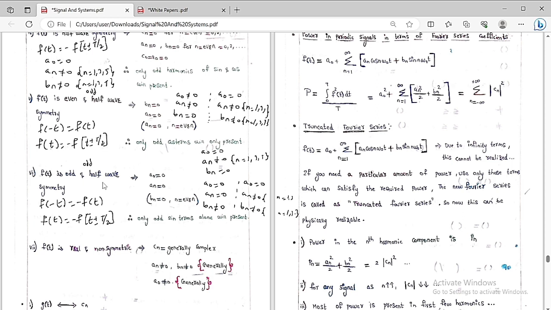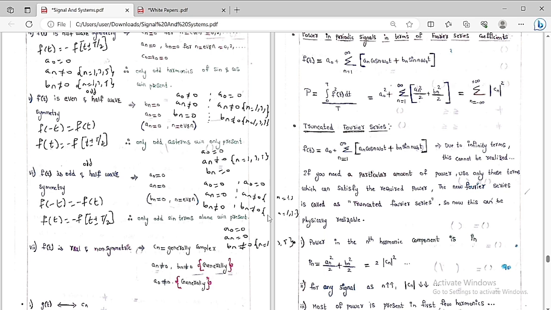So now, if we combine these two properties, we can say a naught is equal to 0. So overall a naught is equal to 0. Here an is equal to 0 for all values of n. Here an is not equal to 0 for only odd values of n. So by default we can say an is equal to 0 always. Here bn is not equal to 0 for all values of n. Here bn is not equal to 0 for only odd values of n, meaning bn is equal to 0 for even values of n. So bn is not equal to 0 for only odd values of n.